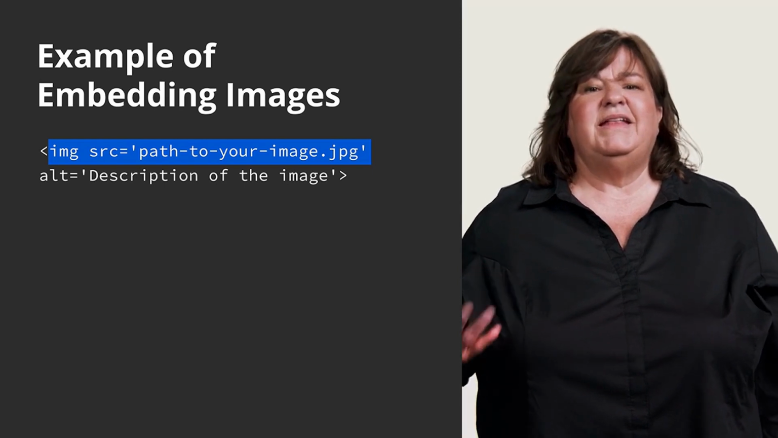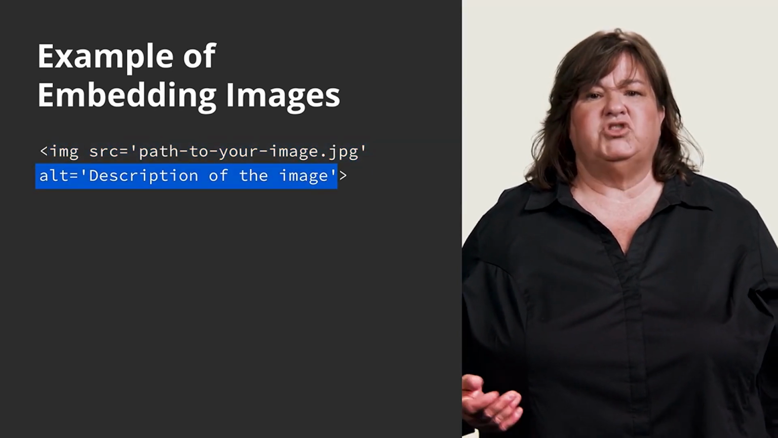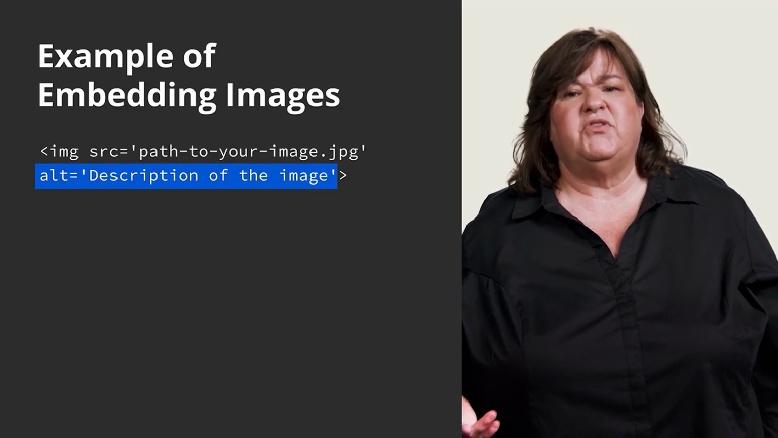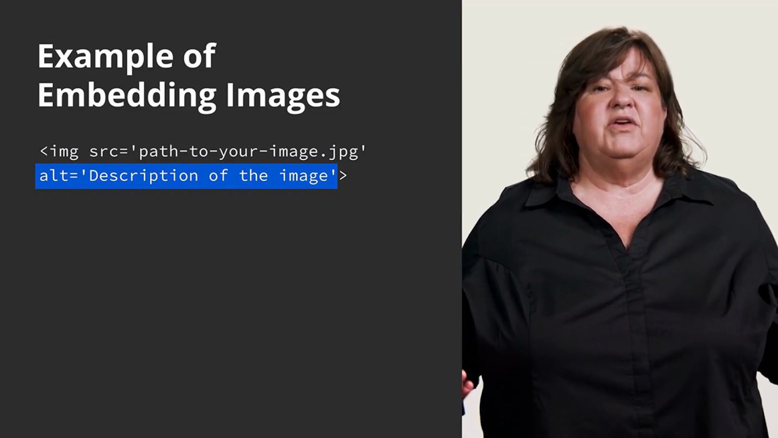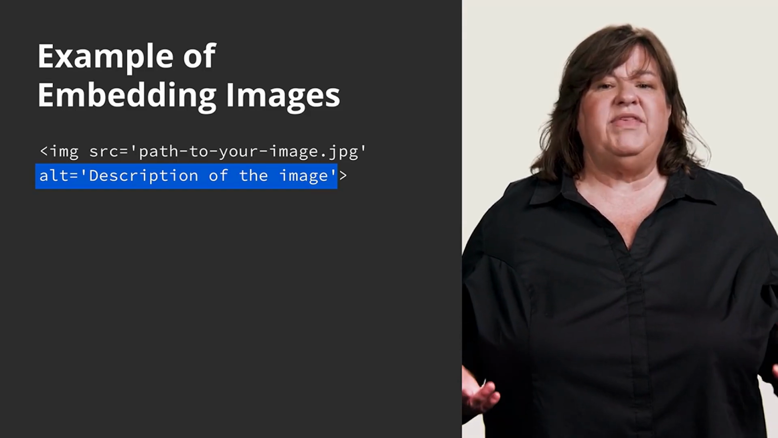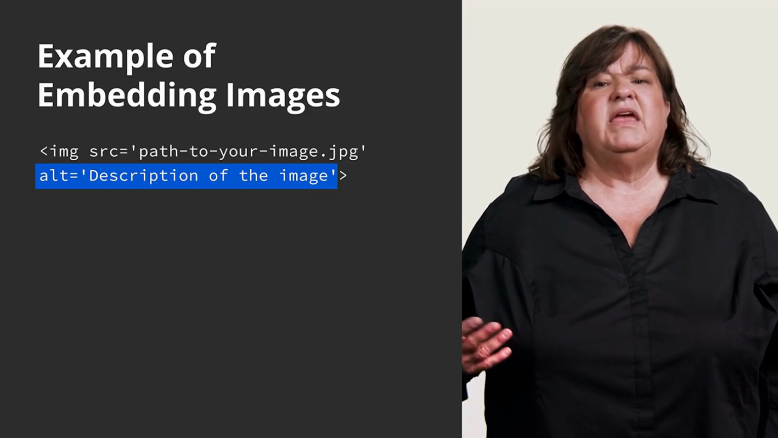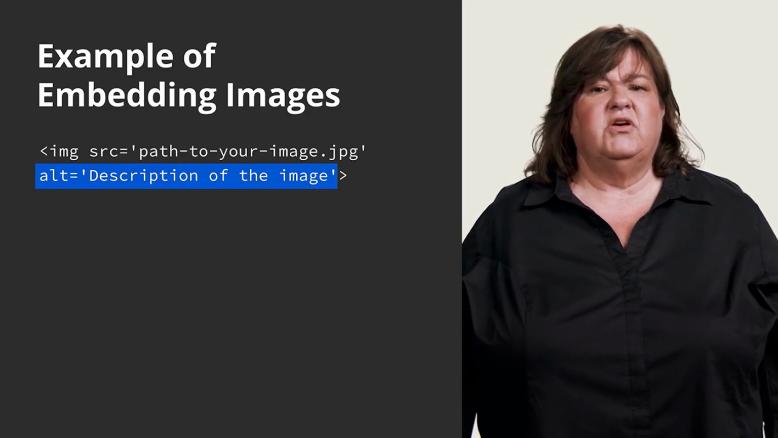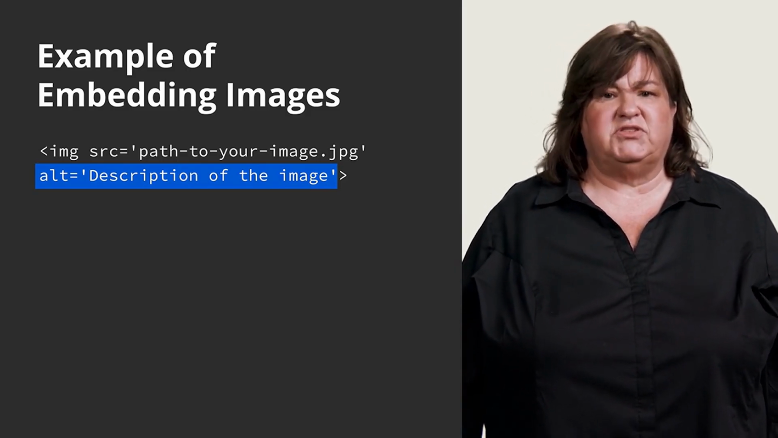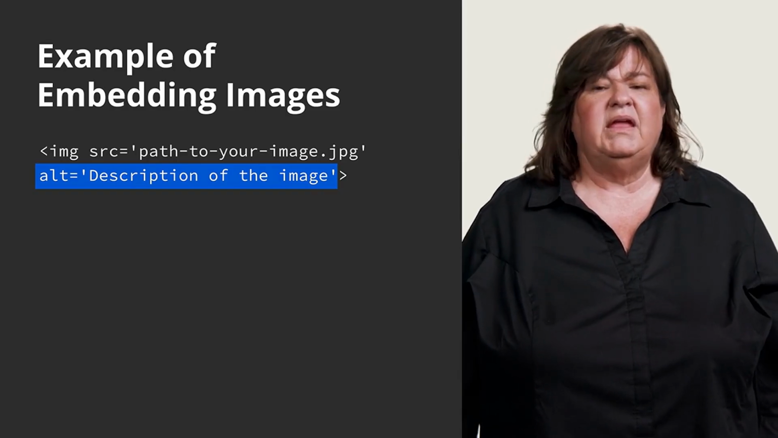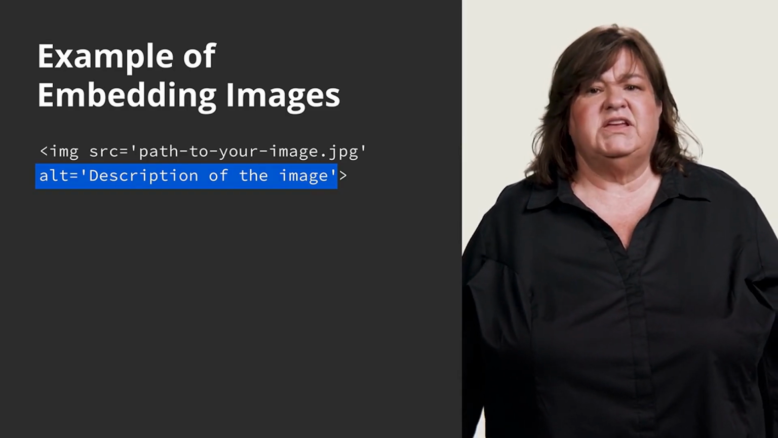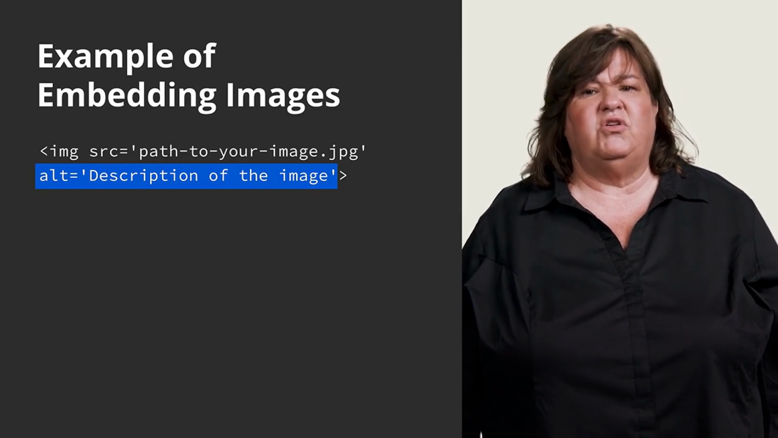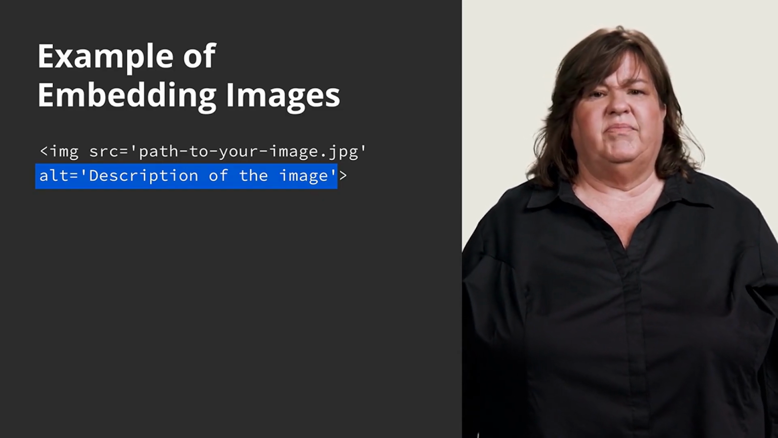Next, we have the alt attribute, short for alternative text. This provides a description of the image for users who can't see it, like those using screen readers or when the image fails to load. In this case, the alternative text reads description of the image, which should be replaced with a meaningful description of the image. Together, the SRC and alt attributes make the image accessible and functional for a wide range of users.